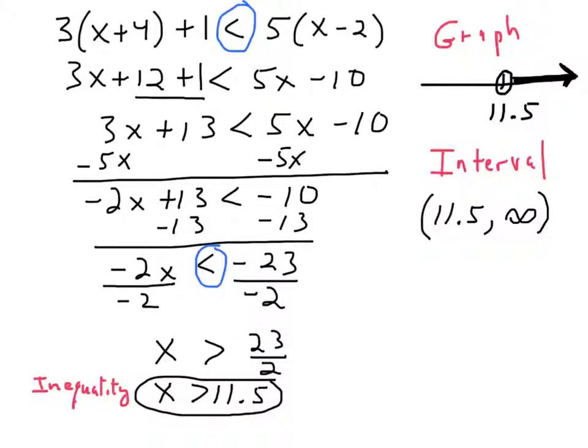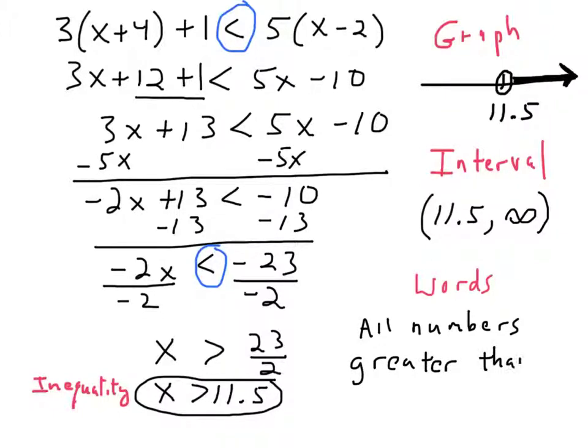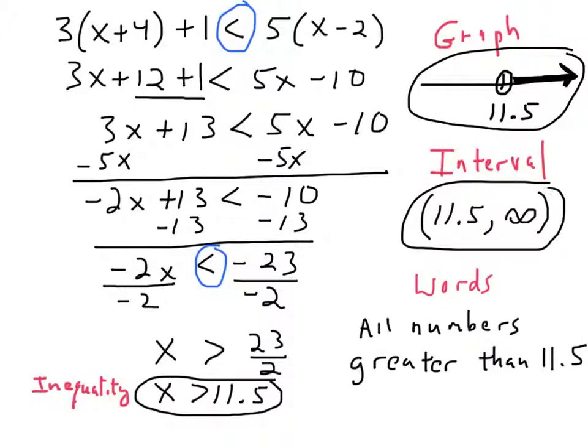And then we can also describe the answer in words, so verbally. And that would just be saying all numbers greater than 11.5. So all of these different ways are acceptable ways of writing an answer, and if the problem asks you specifically to write it a certain way, then you should follow the directions and do that. But if not, then any one of these ways would be a good way to write your answer.